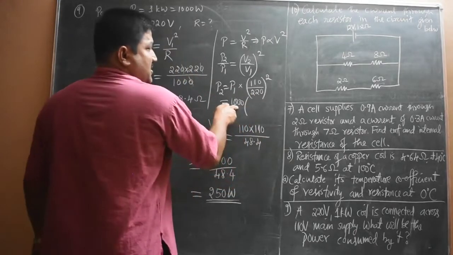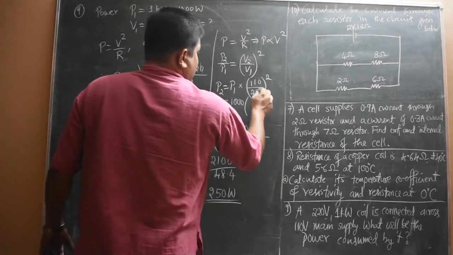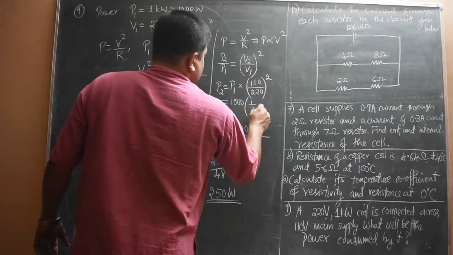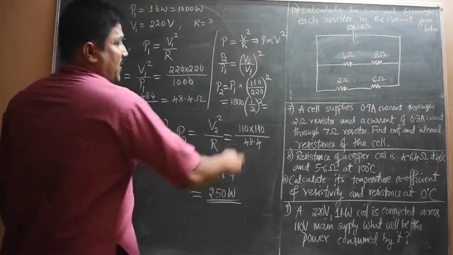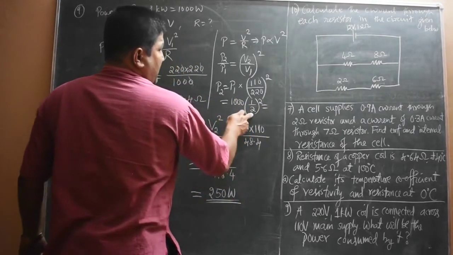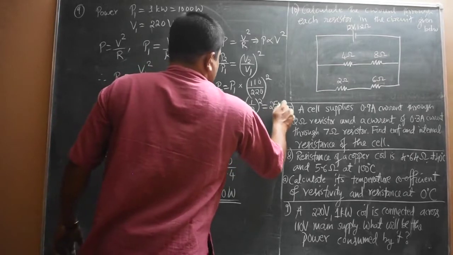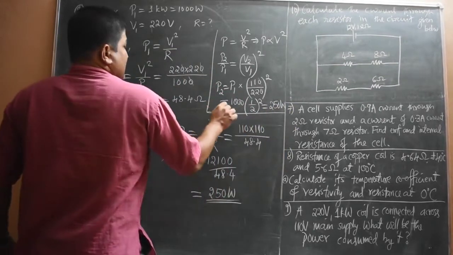1 kilowatt is 1000 watt. So the zeros cancel, 110 by 220 is half, squared. Now 1000 into half squared. 1 by 2 squared is 1 by 4. 1000 by 4 is 250 watt. So easily we got this answer in a shortcut way.